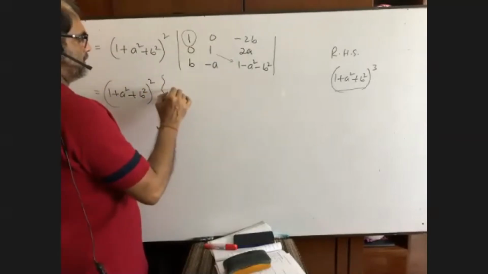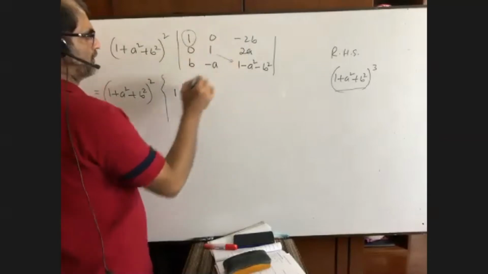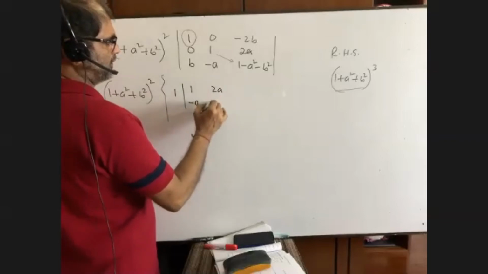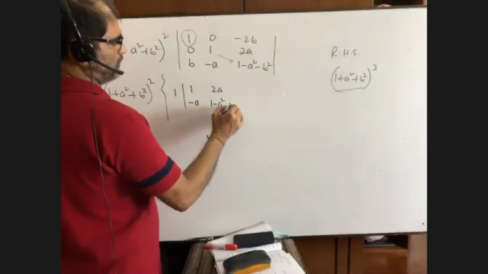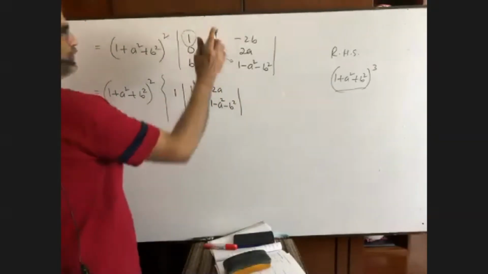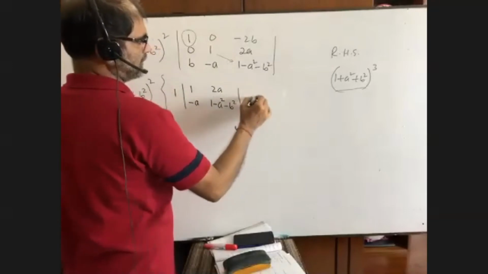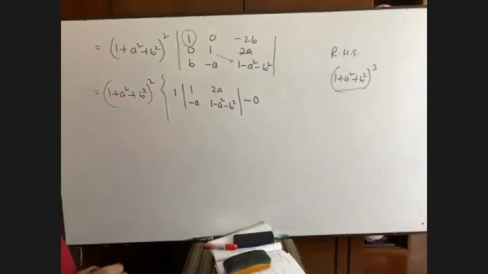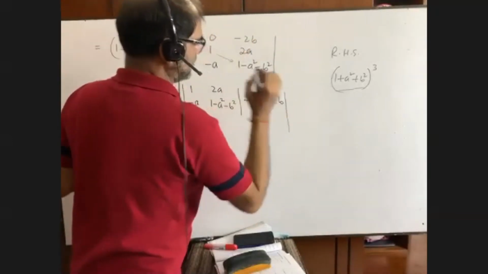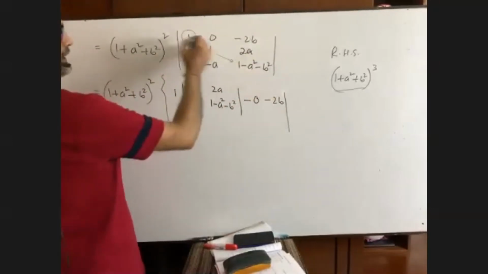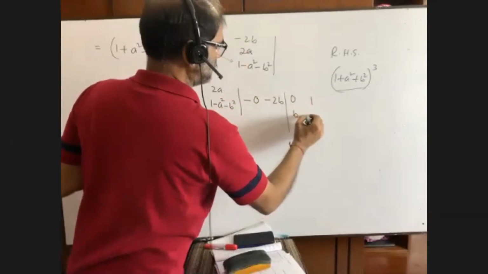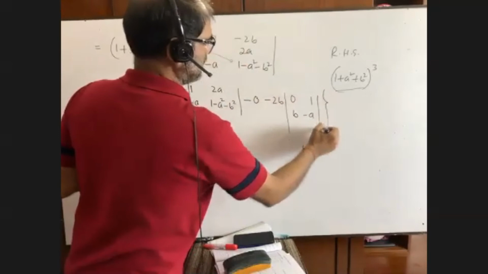Second bracket: 1 into 1, 2a, minus a, 1 minus a square minus b square. Then it is 0, position minus. So everything will be 0. I am not going to write it down. It is minus 2b. If I take minus 2b, this and this will be omitted. So we'll be left with 0, 1, b minus a. And we are done.